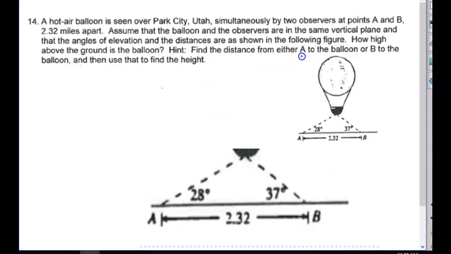You need to find either the distance from A to the balloon or B to the balloon first. So we need to find this side or this side, and then we can go back and find the height. You need to treat it as one big triangle first. Anybody have a preference? What if I said on the quiz, find the shorter side?